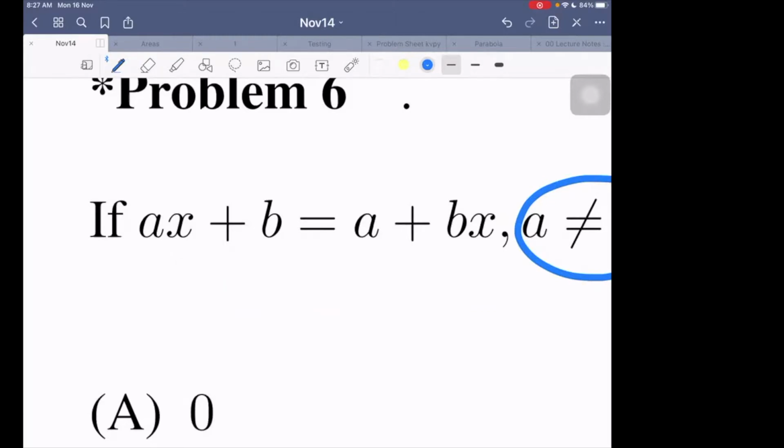So what is the solution to this equation? It's x is equal to 1. What about others? Are you with me? It's x is equal to 1.